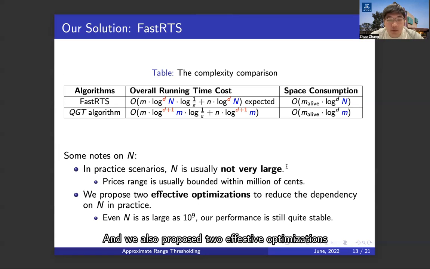And we also propose two effective optimizations to reduce the dependency on big N in practice. According to the experiment, even if big N is as large as a billion, which is quite near to the limit of a 32-bit integer, our performance is still quite stable and outperforms the competitor by roughly an order of magnitude.